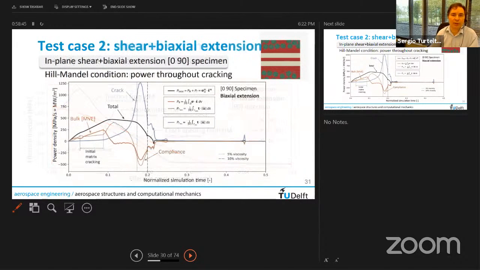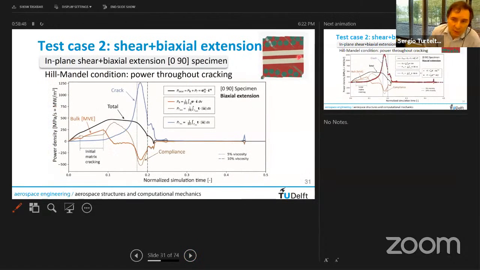We tried this also with another case, with a shear and a biaxial extension. And this one, as you can see, the matrix cracking is much more significant. So before the fibers break, there's a very significant deformation due to matrix cracking. And that is observed here in the post-processing as well. Initially, you have matrix cracking. It is quite significant, but it dissipates very little energy.